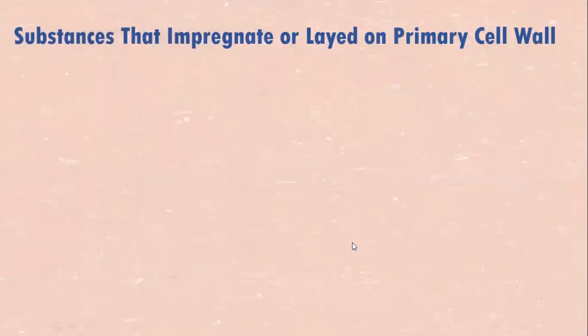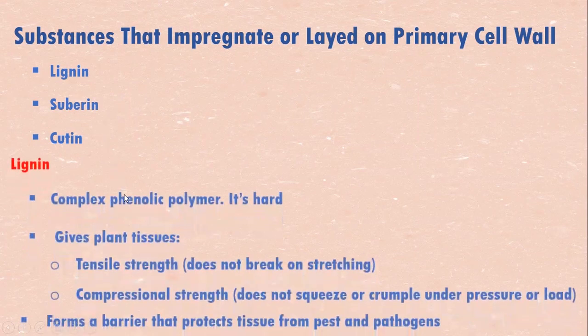But before we look at the detail of each of these tissues, we want to see how cells, the primary cell wall, can be impregnated either with cellulose or with lignin. So we want to look at the 3 substances that impregnate cell walls and change the cell walls. They are lignin, suberin, and cutin. Now, lignin is a complex polymer, hard, all right? And it gives tensile strength, meaning the plant tissue does not break when it's stretching.